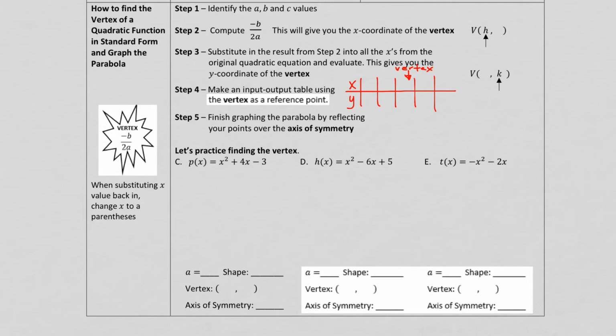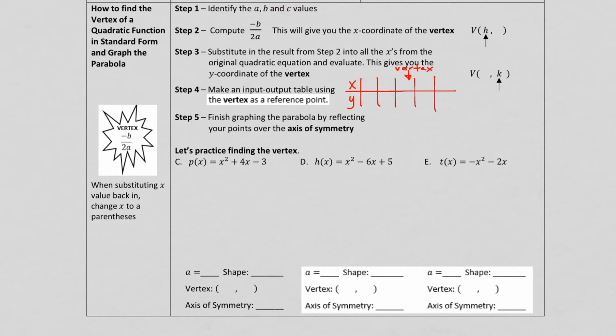Hey guys, so you just learned that in standard form, you really can't see the vertex like you could when you had vertex form. So, how do we find the vertex when you have standard form of a quadratic function? First, you need to identify what a, b, and c are.